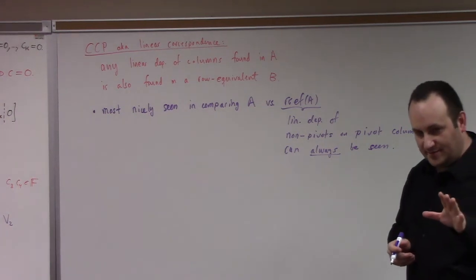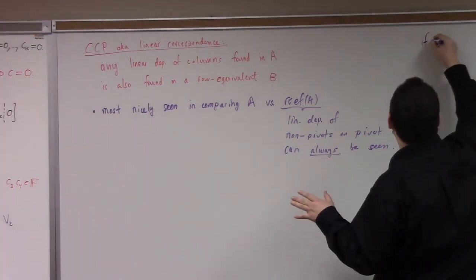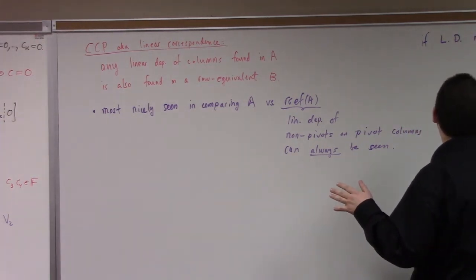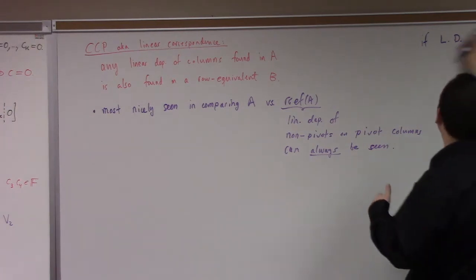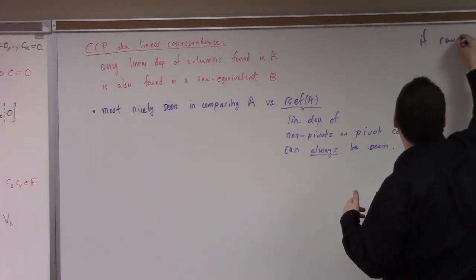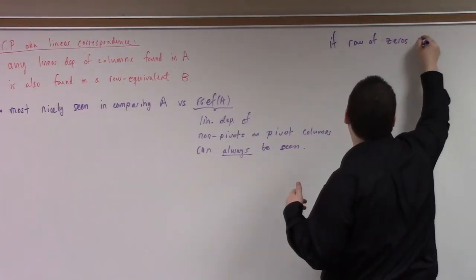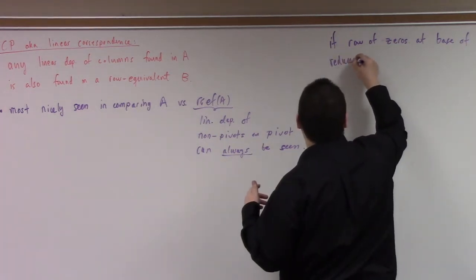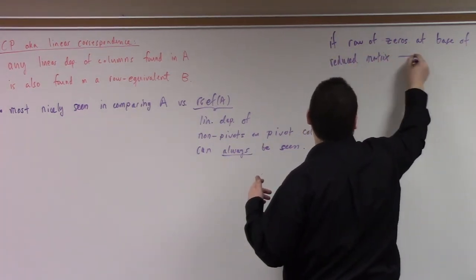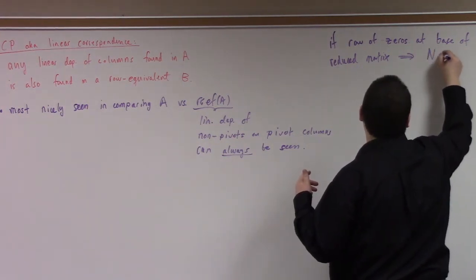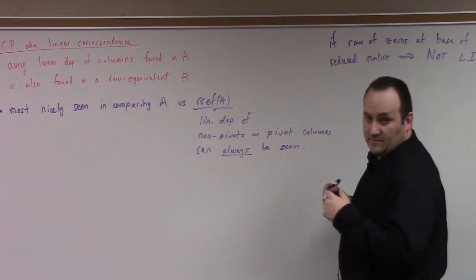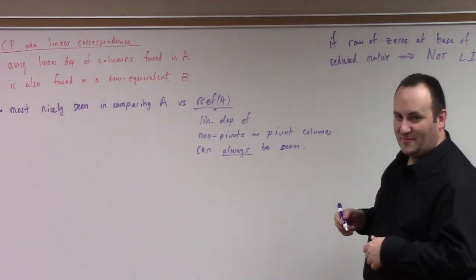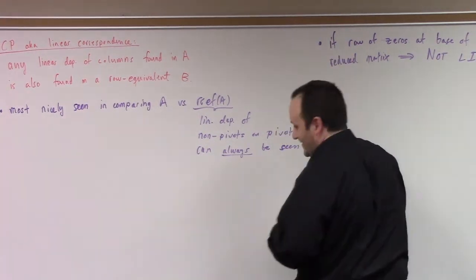What did you say? If linearly dependent must be... Well, you said the other way around. You said if there's a row of zeros at the bottom of the reduced matrix, that implies not linearly independent, right? You're trying to game my system and avoid the logic, just come up with some sort of greedy algorithm to not think through my definition, right? I get it.